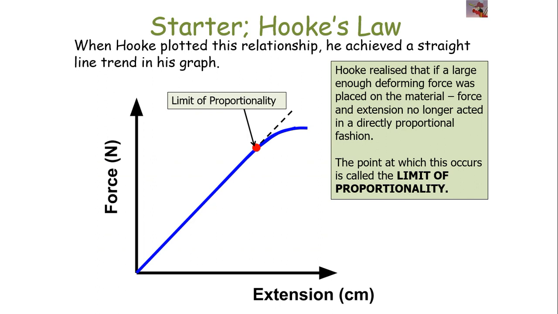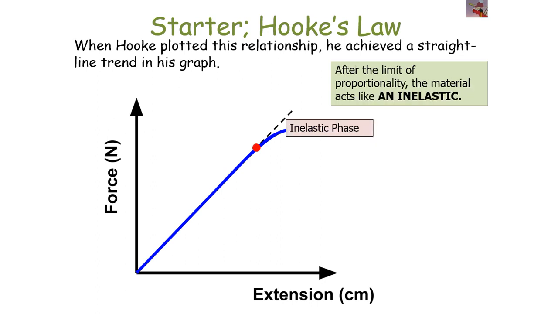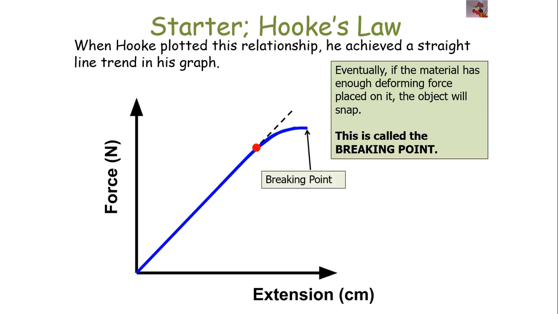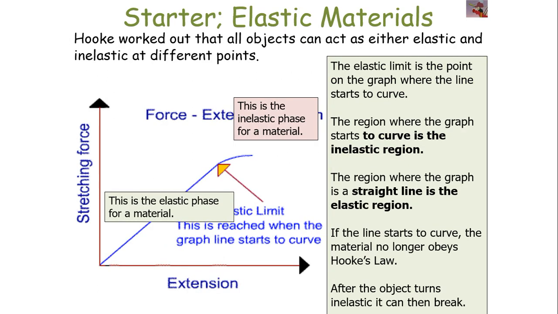Now, Hooke realised that if a large enough deforming force was placed on the material, force and extension were no longer directly proportional, the material acted inelastically, so the line would start to curve. Now, the point at which this occurs is called the limit of proportionality. So after the limit of proportionality, the material acts as inelastic. Now, eventually, like we mentioned before, if the material has enough deforming force placed upon it, the object will snap, which we call the breaking point.